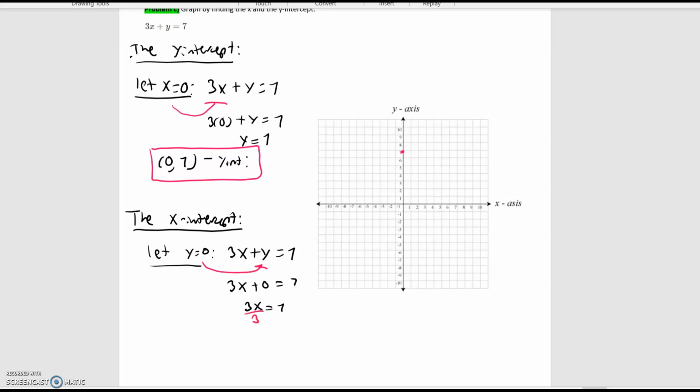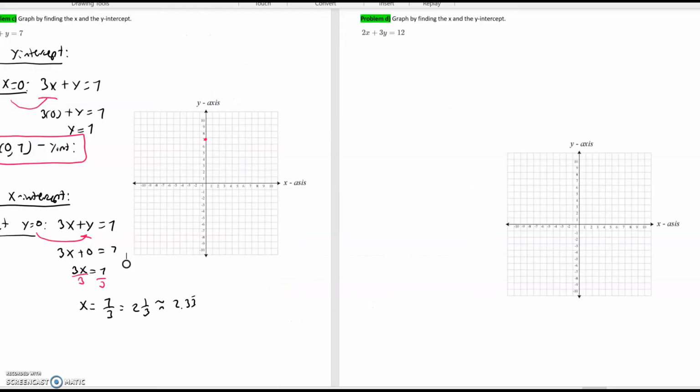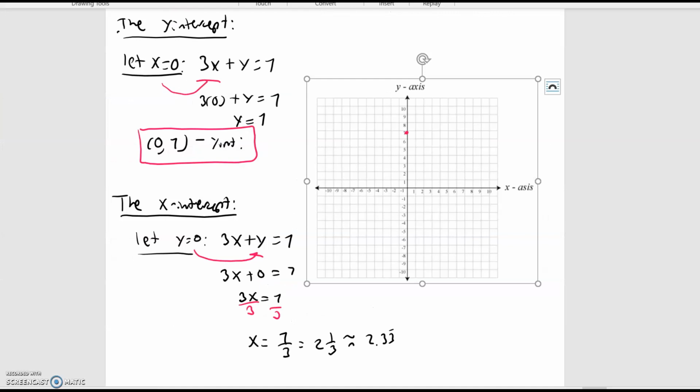And then if we divide by 3, we're going to end up with x is equal to 7/3, which is 2 and 1/3, or 2.33 repeating. And this is why I mentioned that it may be easier to just use the intercepts, because some of these are going to provide messy coordinate points.